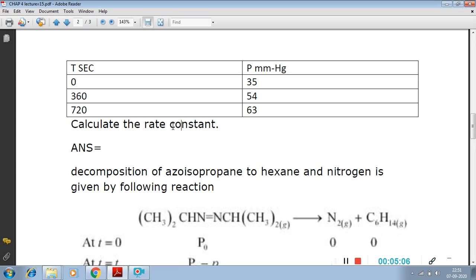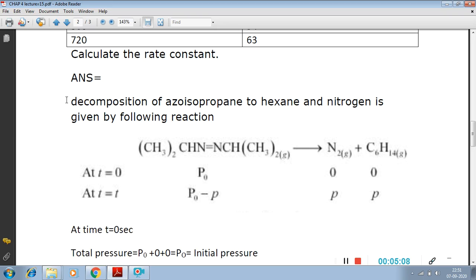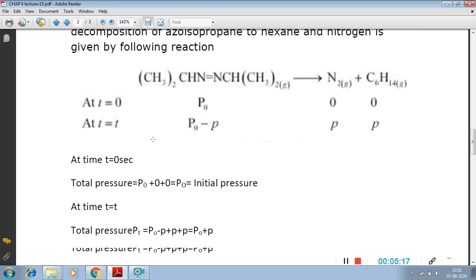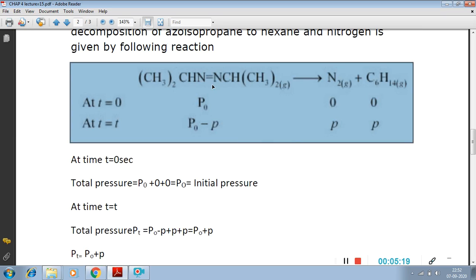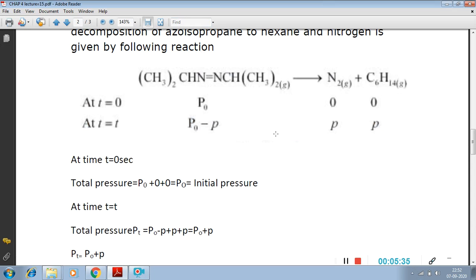Okay, so first decomposition of azoisopropane to hexane and nitrogen is given by this reaction. You can see here the formula is written. This is formula of azoisopropane. Now it decomposes in hexane, C6H14, that is hexane, and nitrogen gas.